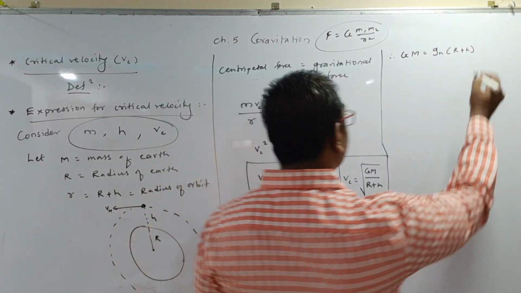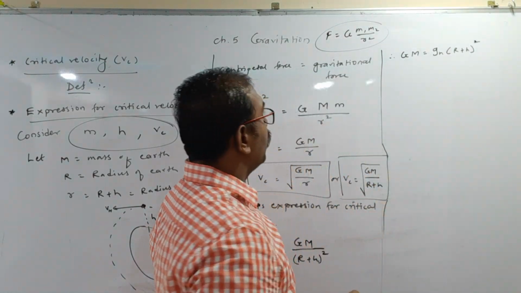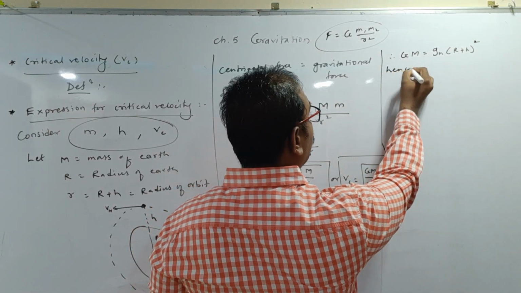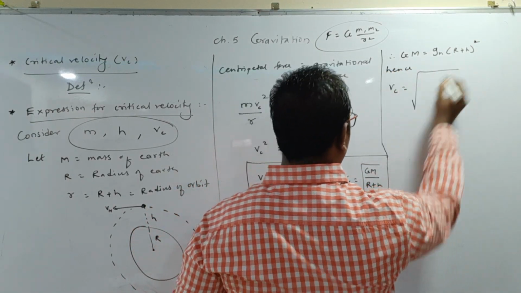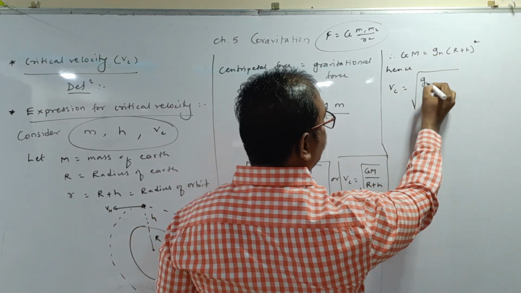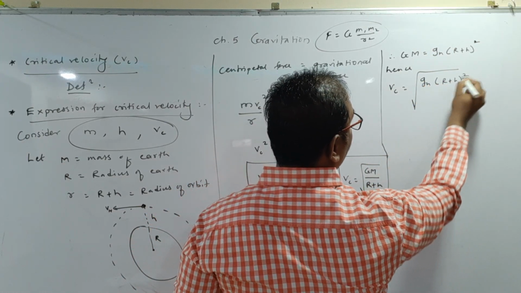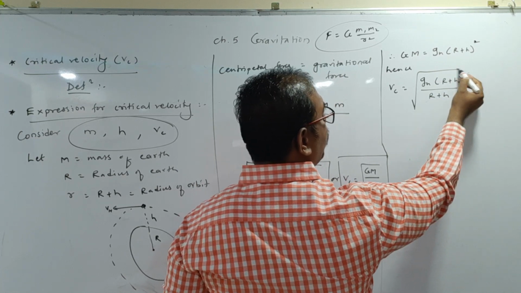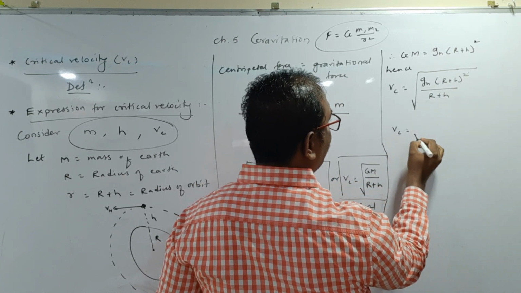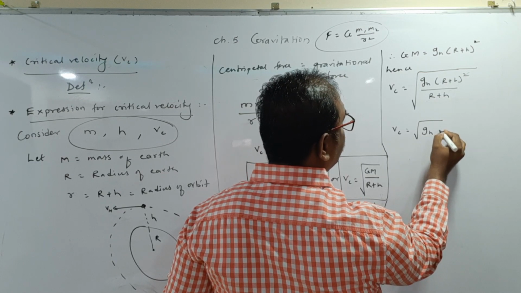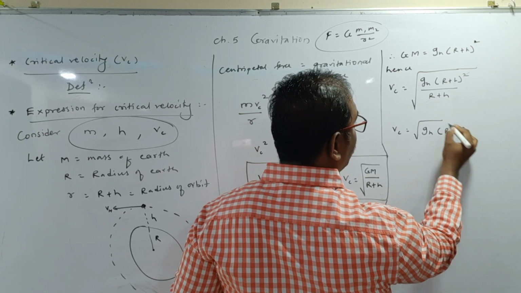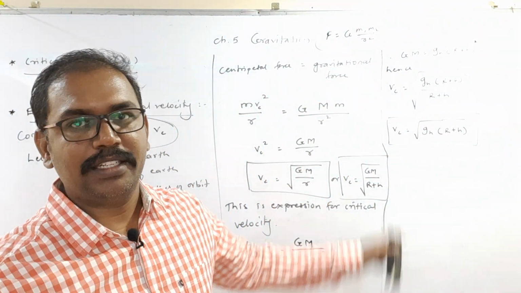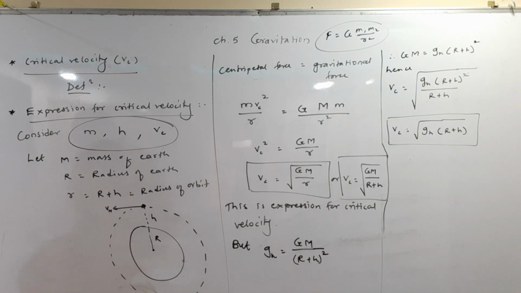So r plus h square here. Now let us substitute this GM here. Hence critical velocity is equal to under root, instead of this GM I write this g_h into (r plus h) bracket square divided by (r plus h). One r plus h and one r plus h from the square get cancelled. So we get critical velocity is equal to under root g_h into (r plus h). So this is also an expression for critical velocity in terms of acceleration due to gravity at that height.